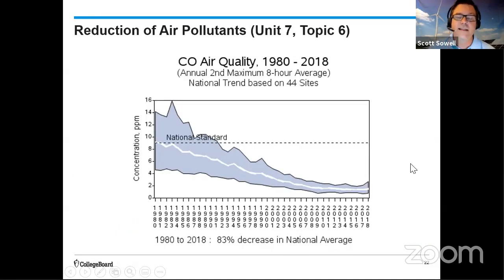So catalytic converters have had a profound effect on the amount of these things in the atmosphere. And while that is not the only thing we've done to reduce carbon monoxide levels, we can see that the amount of carbon monoxide from 1980 to 2018 has had an 83% decrease in the United States.